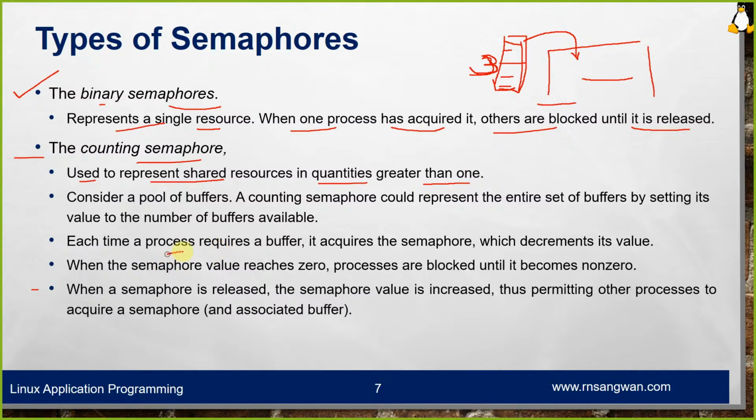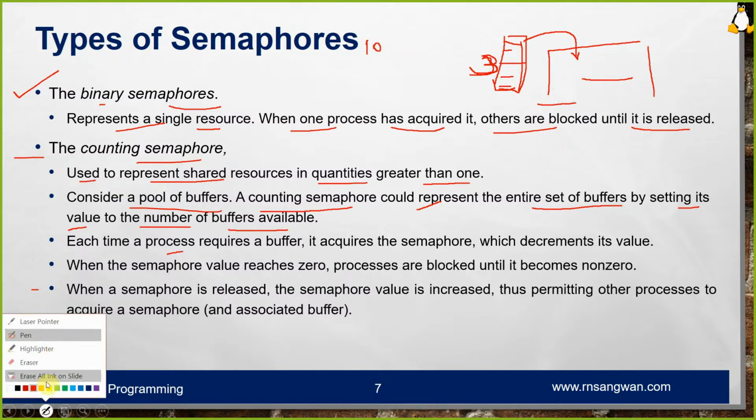Consider a pool of buffers. A counting semaphore could represent the entire set of buffers by setting its value to the number of buffers available. So that's a very good example. Suppose we have 10 buffers and we want to control how many buffers are available and how many buffers can be used. So we have to make use of them and assign them to specific resources. Therefore, this is a very good example implementation of counting semaphores.